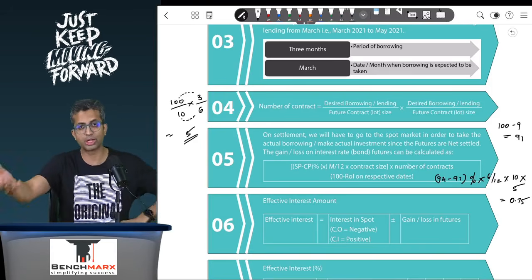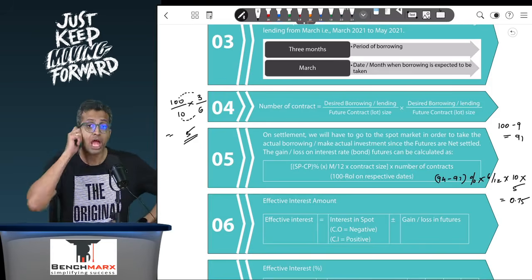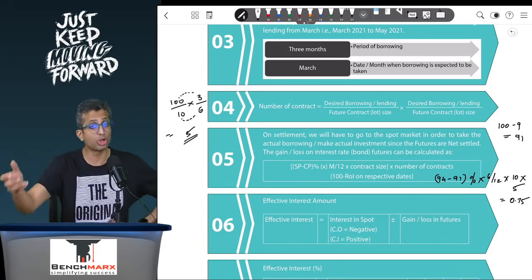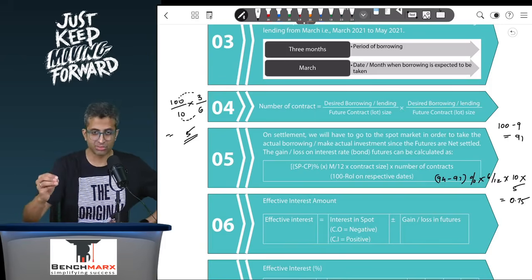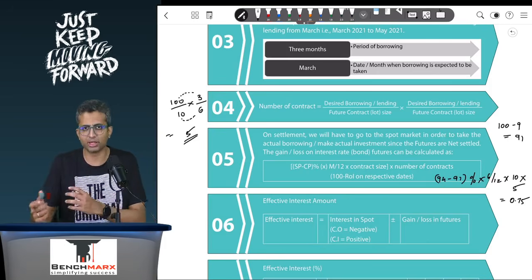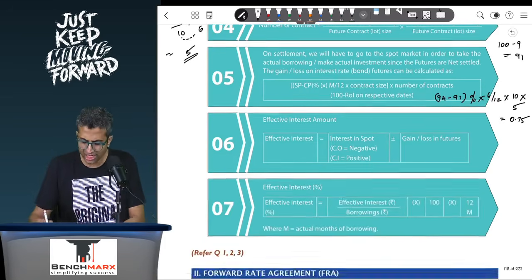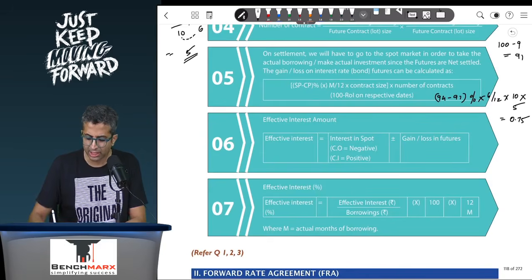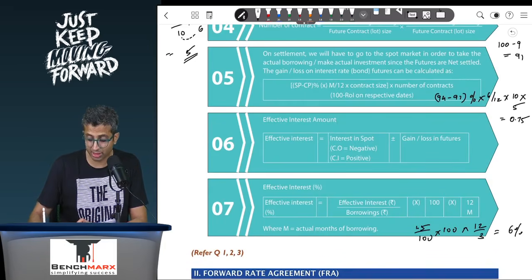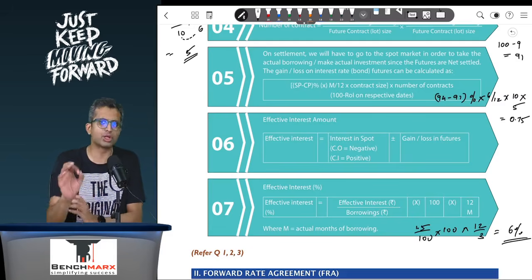Well, as such you are paying 2.5, but you are getting 0.75, and hence you are paying 1.5 crores on a borrowing of 100 crores for a period of 3 months. And hence, if you want to find a per annum rate, 1.5 is for 3 months, and for 12 months how much? So you will find the effective interest as 1.5 upon 100 into 100 into 12 by 3, and this will give you 6% per annum. Now this is your effective rate if the question asks you.